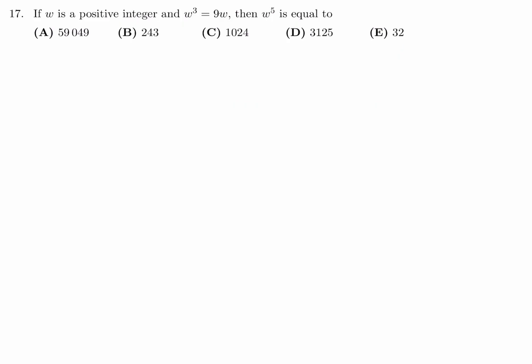If w is a positive integer and w to the power of 3 is 9w, then w to the power of 5 is. W to the power of 3 is 9w. So divide both sides by w, and that leaves you with just w squared is equal to 9. Take the square root, and you get w is equal to 3. And they tell you that it's a positive integer, so it can't be negative 3.